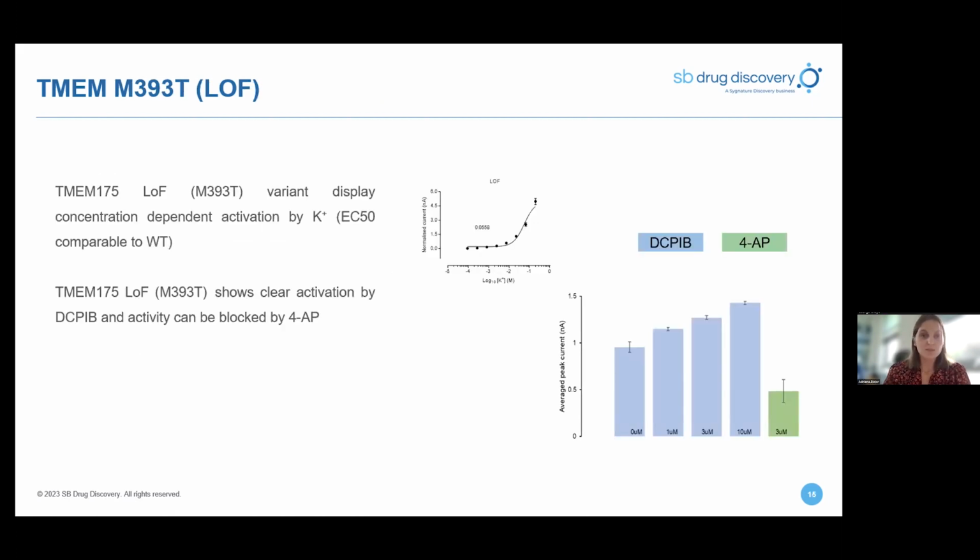So now the last thing I want to tell you about is the preliminary data that we got for a loss of function mutant variant of TMM175. And our initial data shows that the variant displays concentration-dependent activation by potassium with an EC50 comparable to the wild type. And TMM loss of function also shows a clear activation by DCPIB. And here's just a couple of concentrations tested at pH 7.2 with 10 millimolar potassium present. And in those conditions this current can be blocked by 4AP as well, as shown in green here.